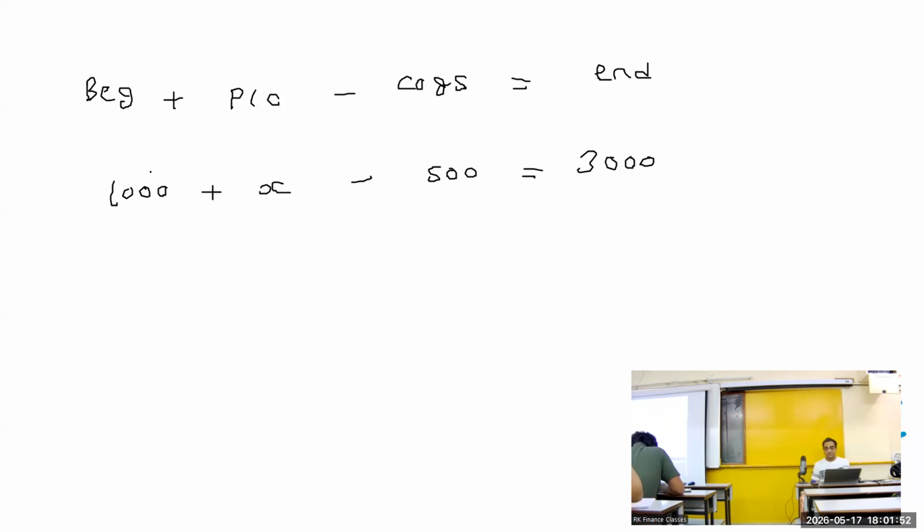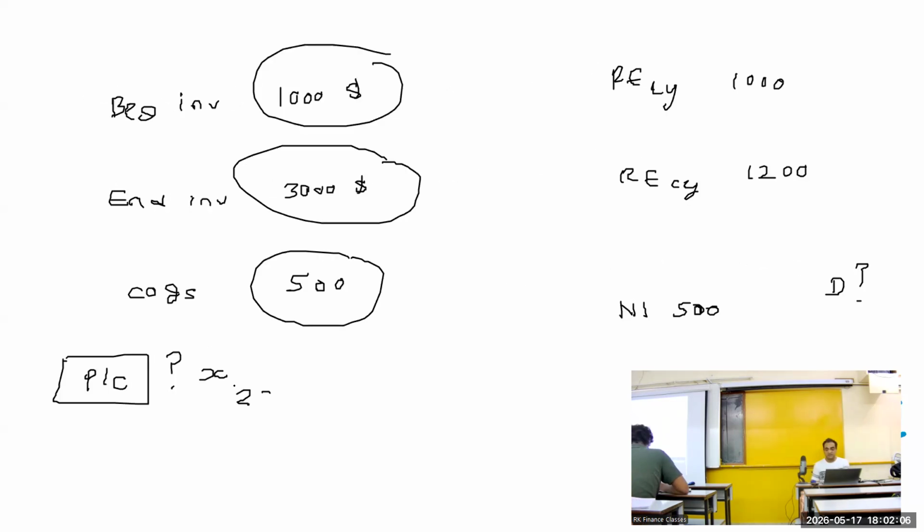Okay, so 1000 will go on the other side and become minus 1000, and minus 500 will become plus 500. So X will be equal to 3000 plus 500 minus 1000. So that becomes 2500. Purchases were 2500.